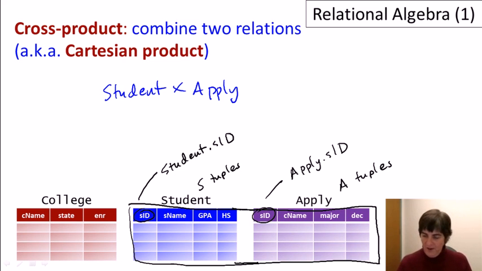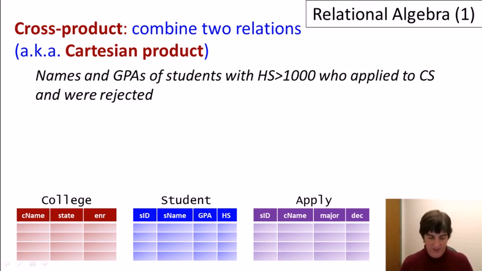Now, the cross product seems like it might not be that helpful, but what is interesting is when we use the cross product together with other operators. And let's see a big example of that. Let's suppose that we want to get the names and GPAs of students with a high school size greater than 1,000 who applied to CS and were rejected. Okay, so let's take a look.